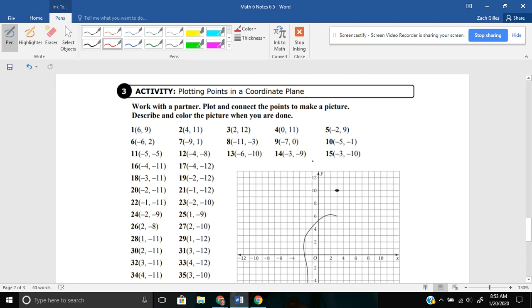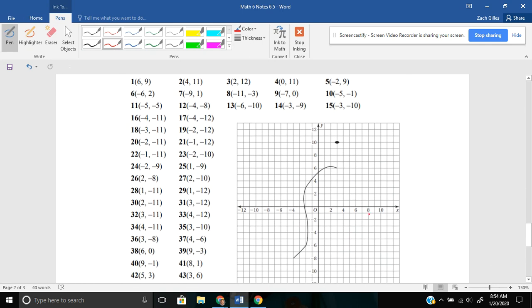Okay, the last piece that you're going to work on is an activity today. This should be in the back side of your notes here. And it says work with a partner. You can, or you can do it by yourself. It doesn't really matter. Plot and connect the points to make a picture. Describe and color the picture when you're done. Right? It's important, guys, that you graph one of these at a time, and you graph them in order, and then connect the points.